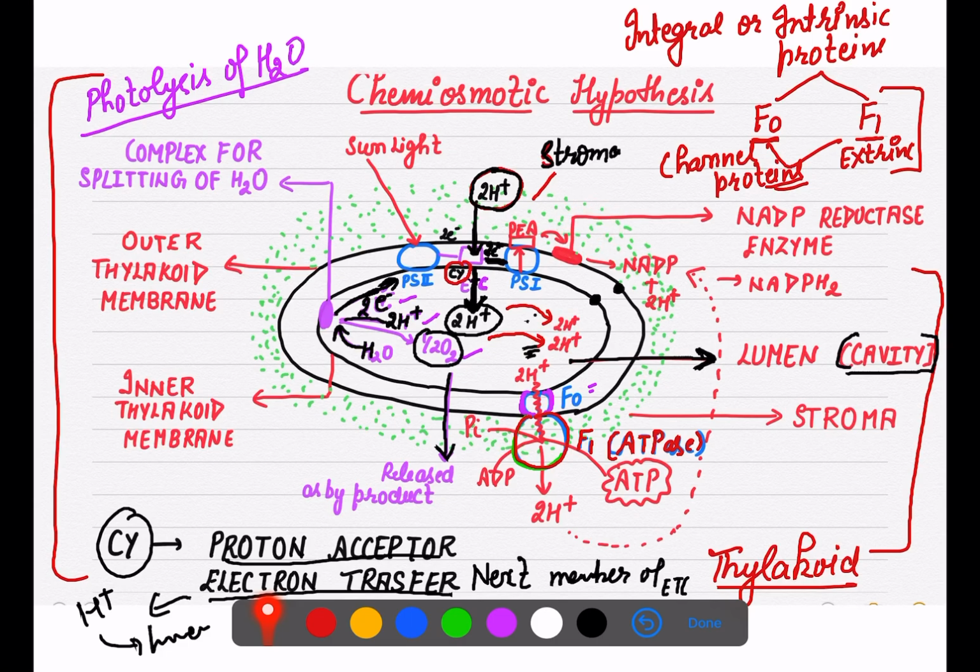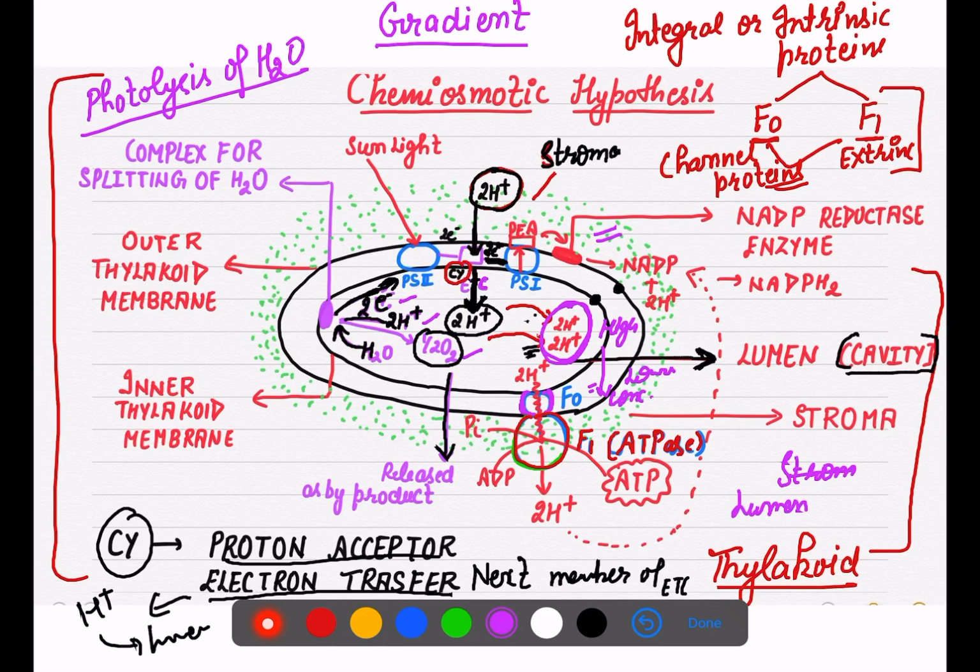और जब कभी भी concentration में difference होता है, that creates a kind of gradient. Gradient means difference in the concentration. Here protons are different in their concentration. Outer side they are less, and inner side, in the lumen, they are more. So now they have to move from higher concentration to the lower concentration. It means they need to move from lumen to the stroma.